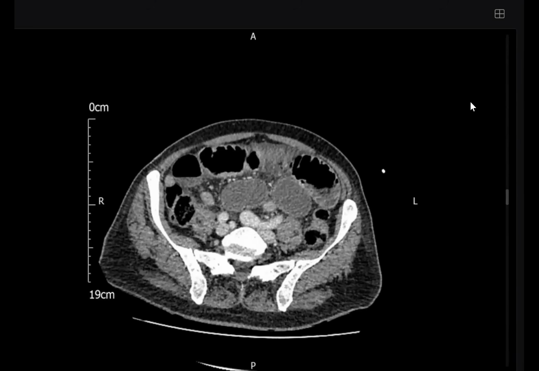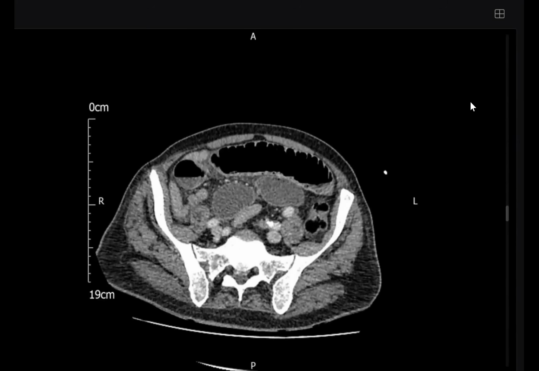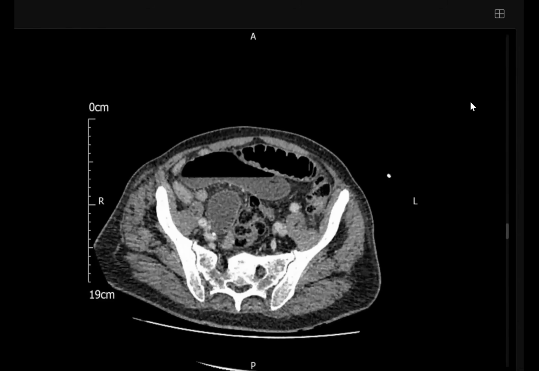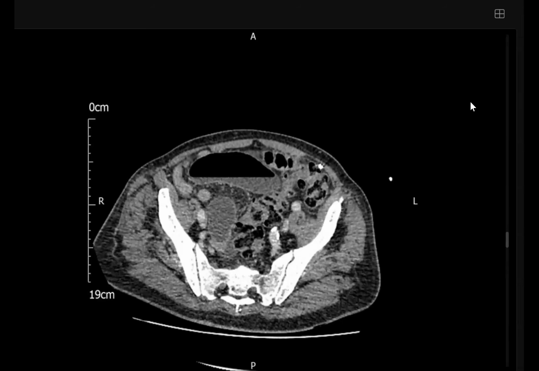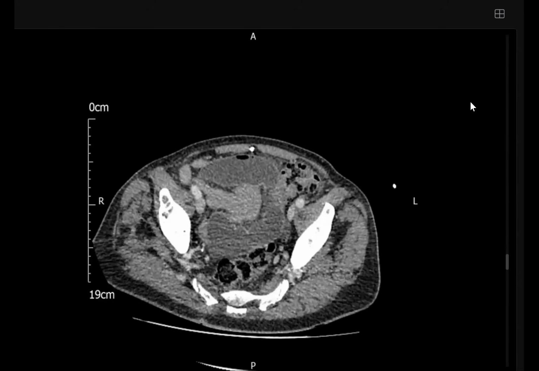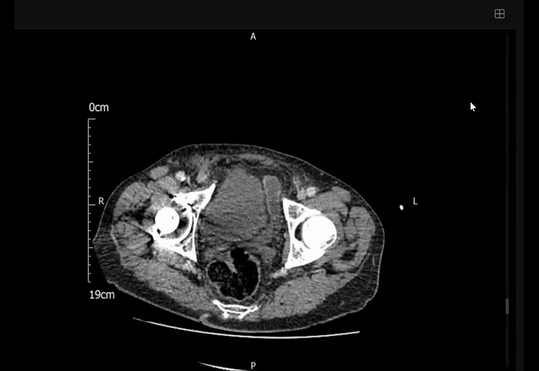This scrolling is taking a moment. I'm trying to scroll down to rule out any inguinal, femoral, or obturator hernias. Any mass inside or outside? Any speculated appearance? Any surgical clips? So I'm trying to scroll till the last bit, and then I'll start.